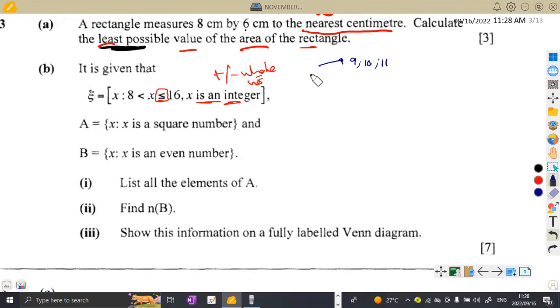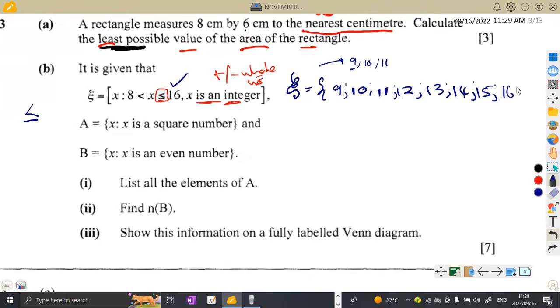So here I'm just going to list all the elements. That is our universal set here. So we said we're going to start from 9. So it's 9, 10, 11, 12, 13, 14, 15. Here it's less than or equal to. That one is an equal to. So which means 16 is involved. So we are going to take up to 16. So these are the elements of the universal set.